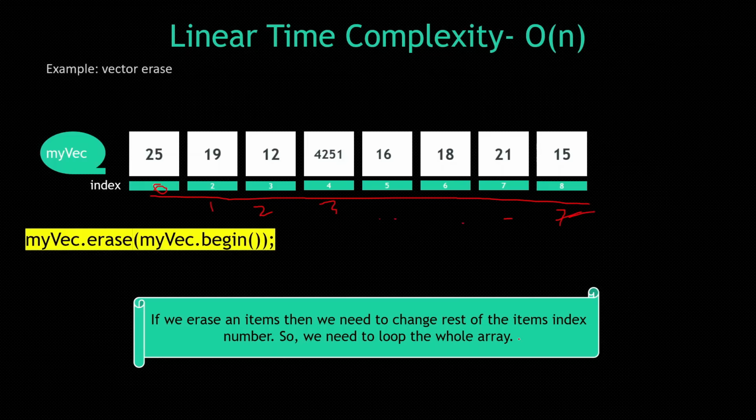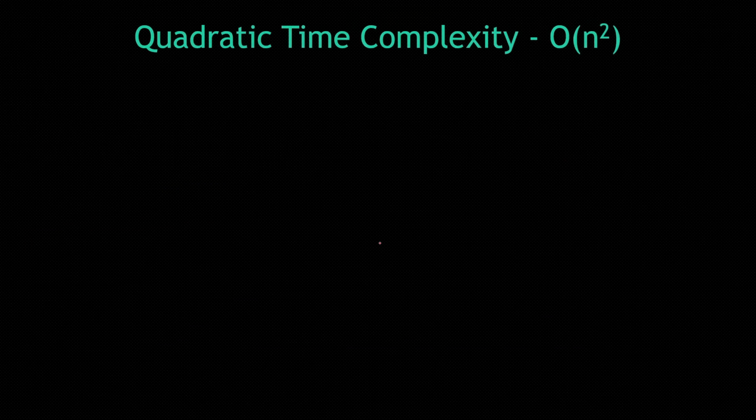So we need to loop the whole array again. If the vector size is 100, then we need to loop the array 100 times. That means here time complexity is proportional to n. So we can say this program's time complexity is O(n). Quadratic time complexity, O(n^2).